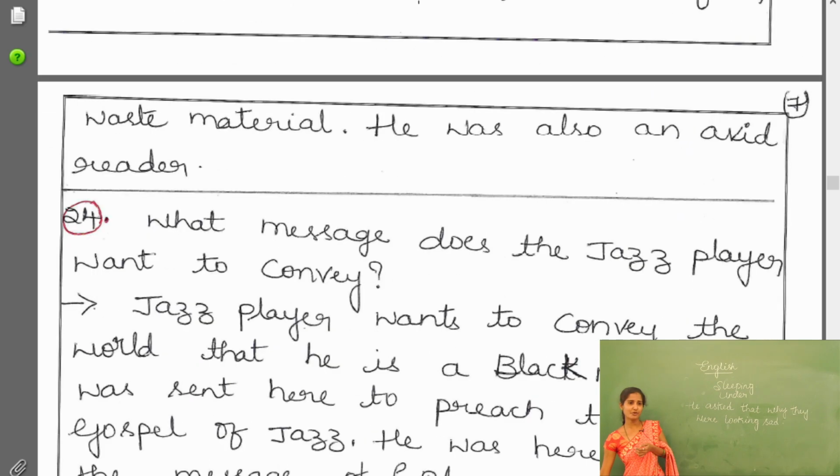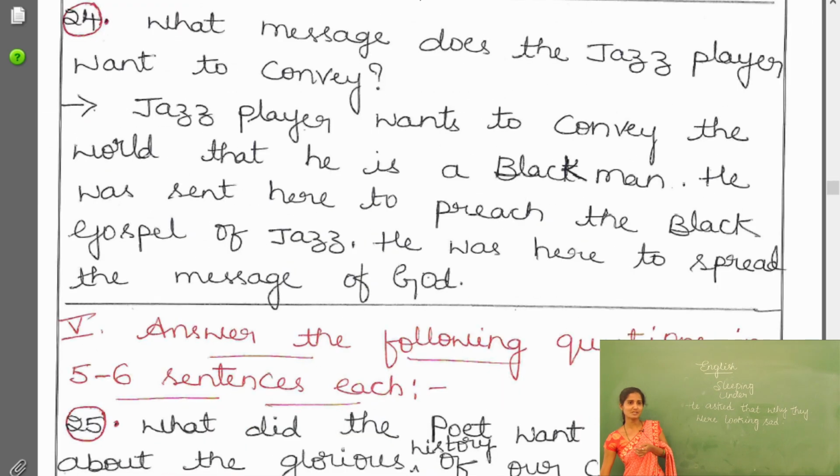Look at the 24th question. What message does the jazz player want to convey? The jazz player is in the most important poem. What did he want to convey through the poem? He was a black man. He was sent here by God to preach the black gospel of jazz. So he thinks like that. He is the messenger of God. He is here to preach the black gospel to the people. So this is the message the jazz player wants to convey.